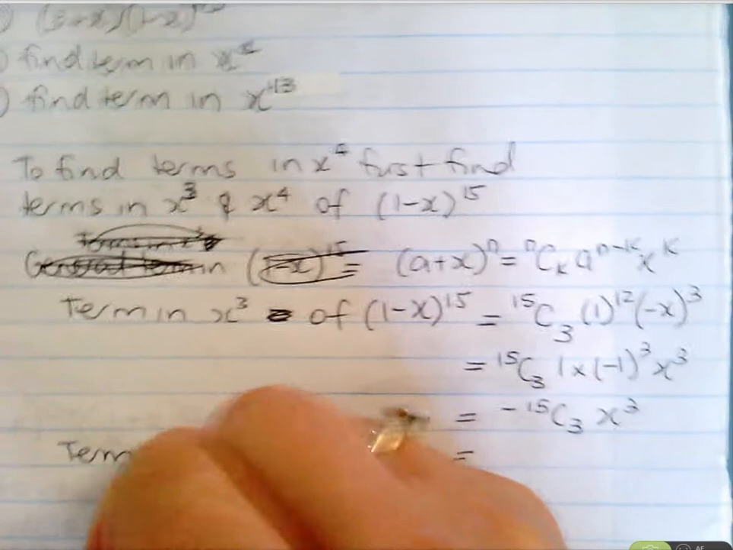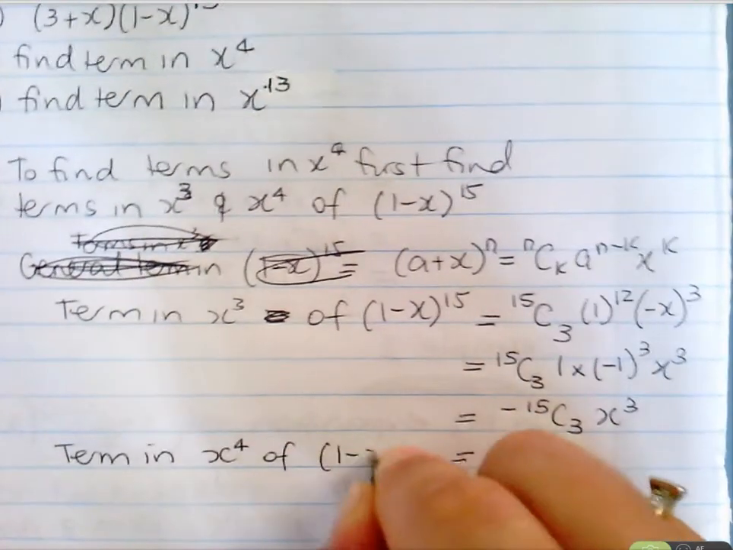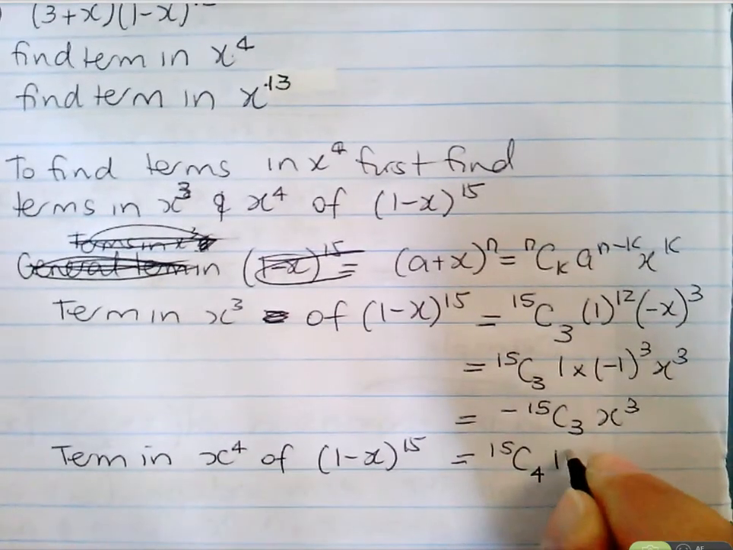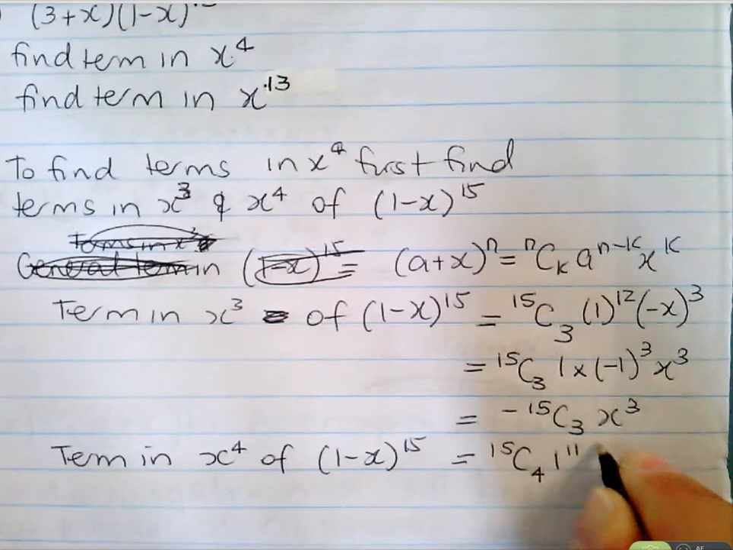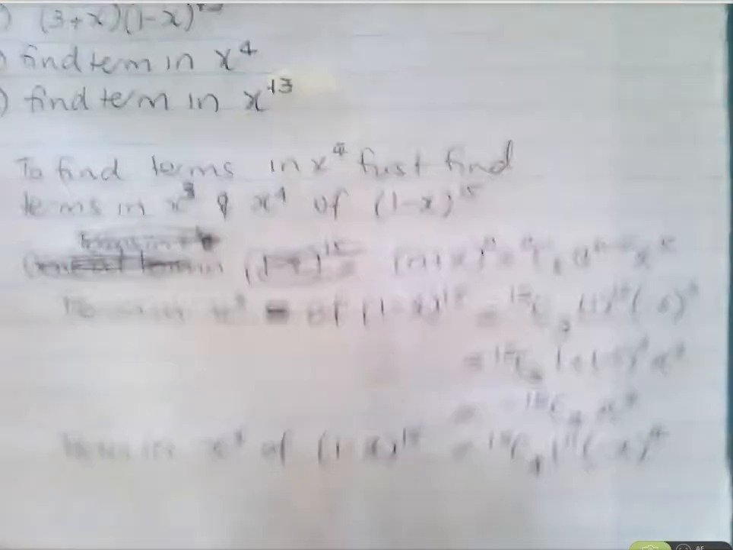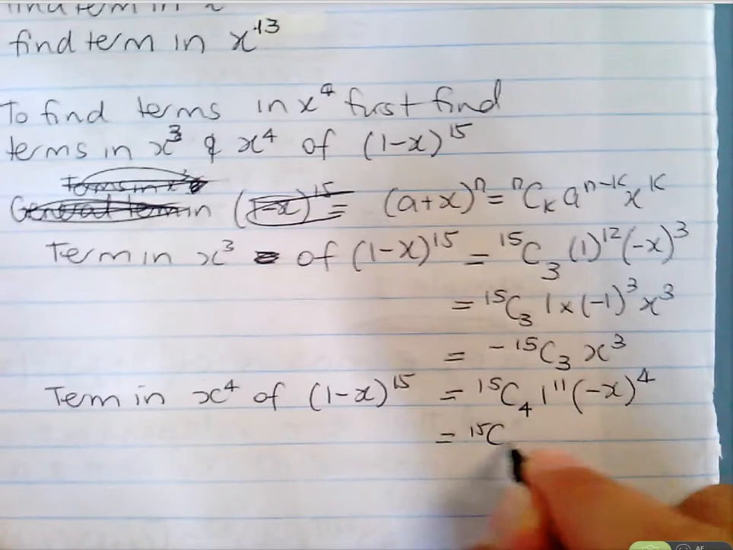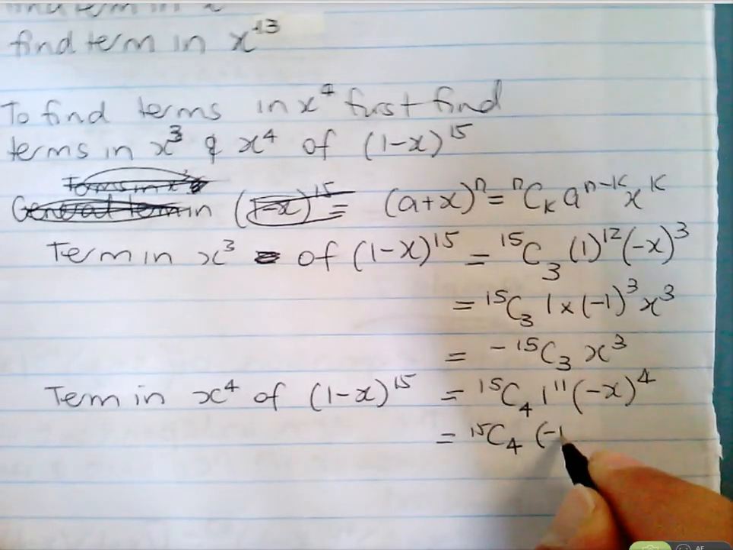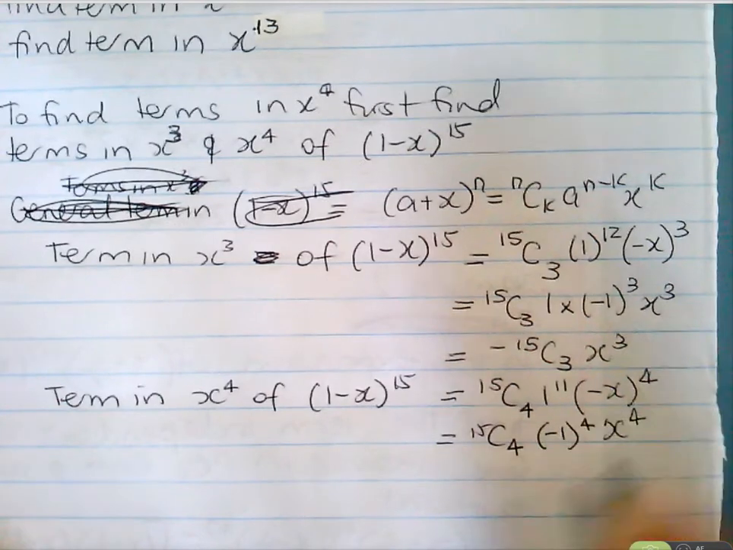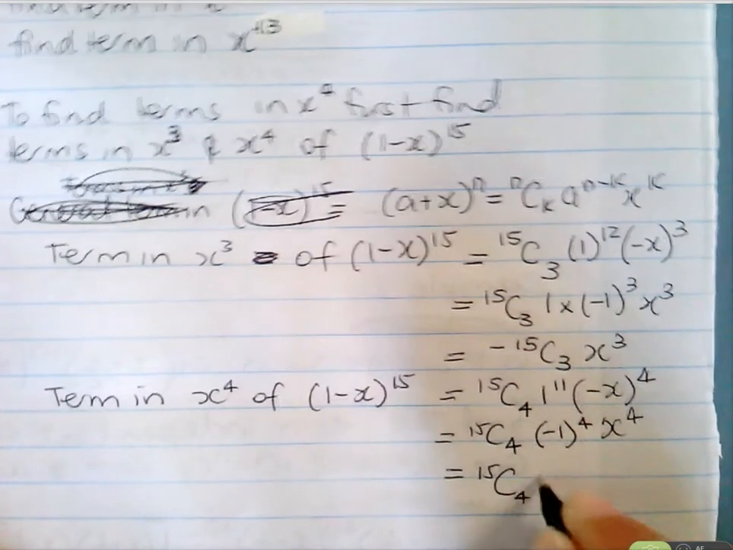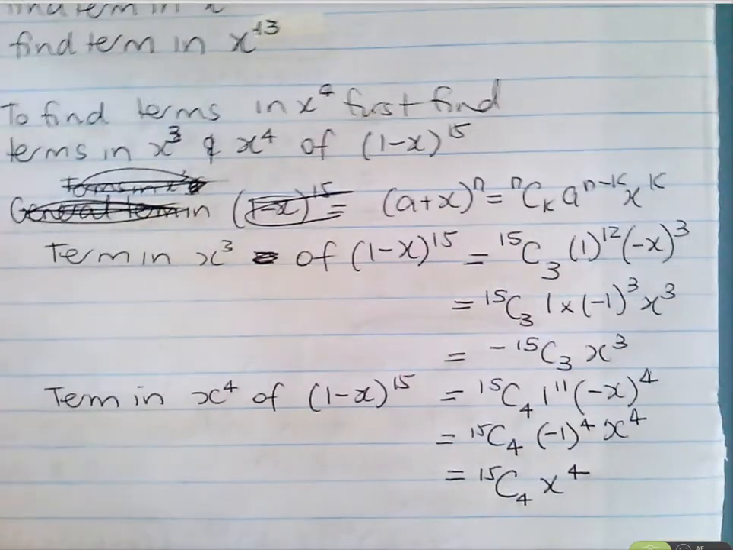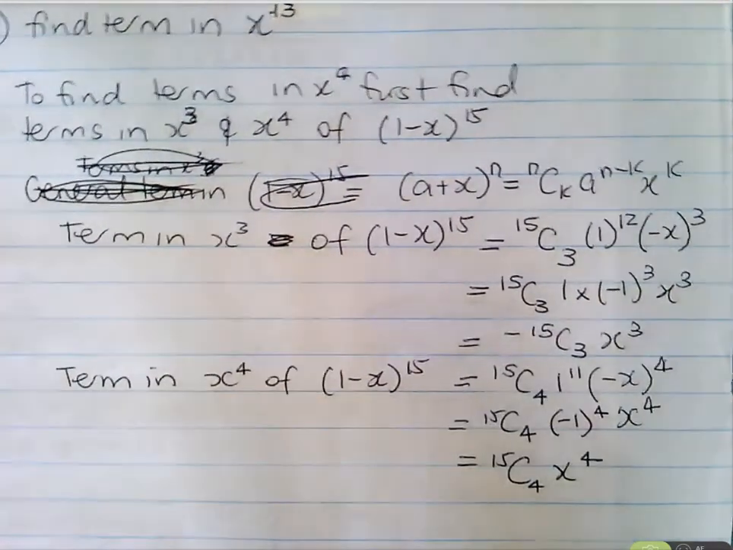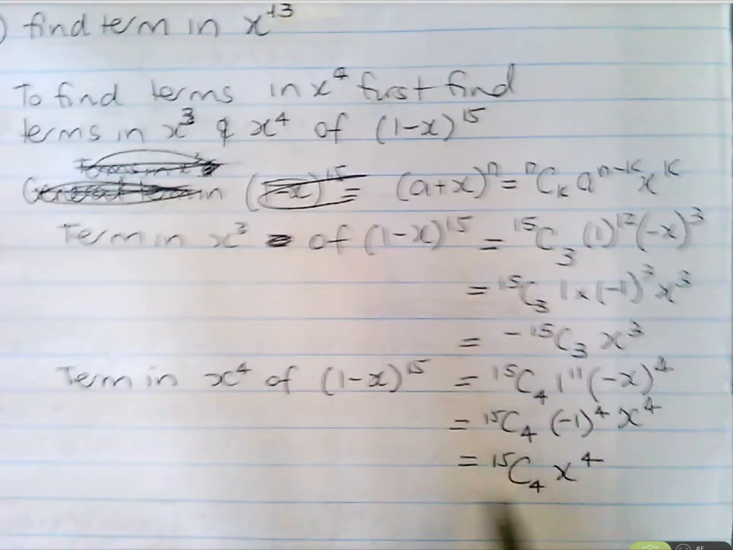What's my term in x to the 4 going to be? Isn't it just going to be 15C4, 1 to the 11, negative x to the 4, which is 15C4, negative x to the 4. It's negative 1 to the 4. What's that? Isn't that just 1? So I'll show you now. That's my term in x to the 4: 15C4 x to the 4.